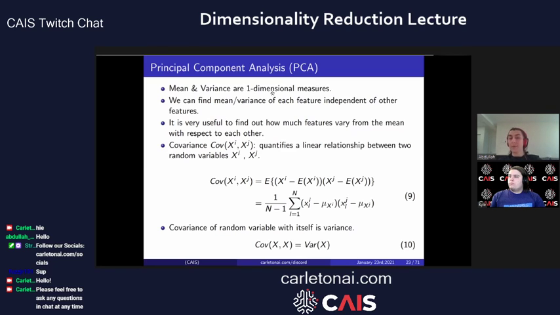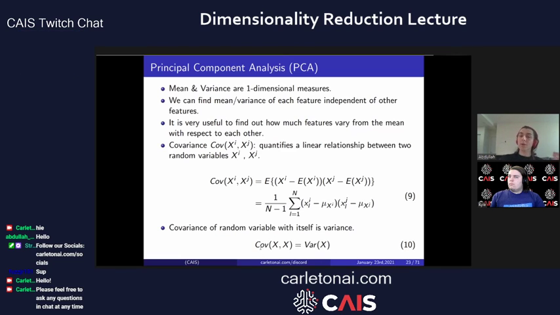So the covariance between two different features is going to quantify a linear relationship between how these two features change with each other. Now, to calculate the covariance, it looks a lot like the variance. Basically, you take two features and you measure the distance of one feature to the mean of that feature and the other feature to its corresponding mean, and you do that across all the samples and you divide by n minus 1. And it's obvious that if you use the same feature, xi, here, you'd end up with the variance, right?